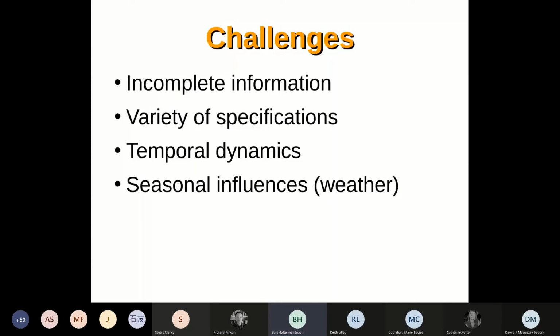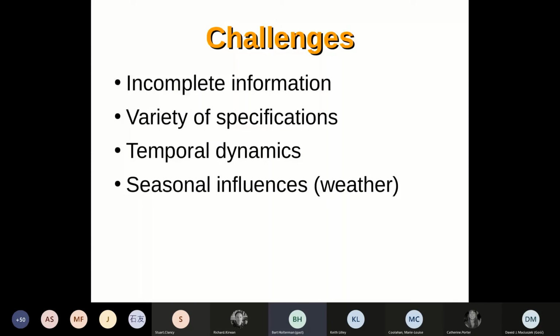Then we have the problem of temporal dynamics. Things appear and disappear, even though the situation remained pretty constant during the 3 centuries for which we designed the map. Still, things come into being and disappear again. So we had to deal with that.